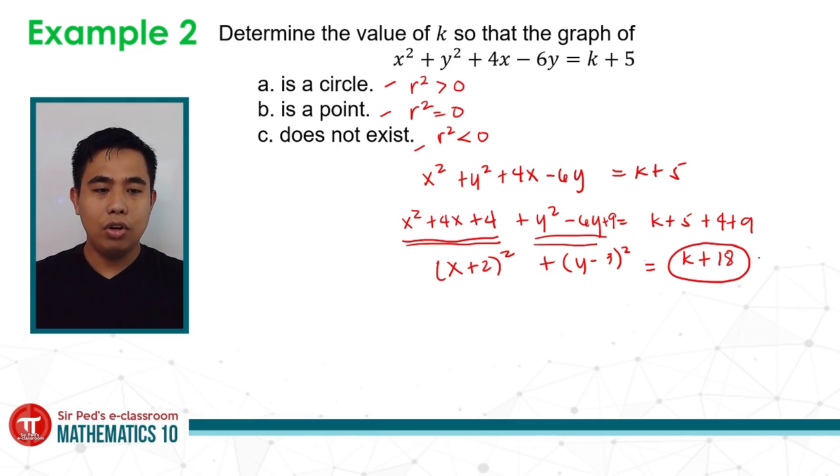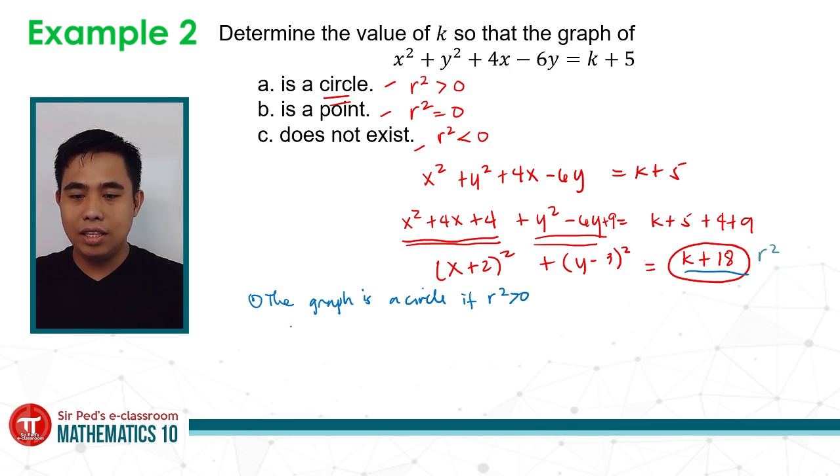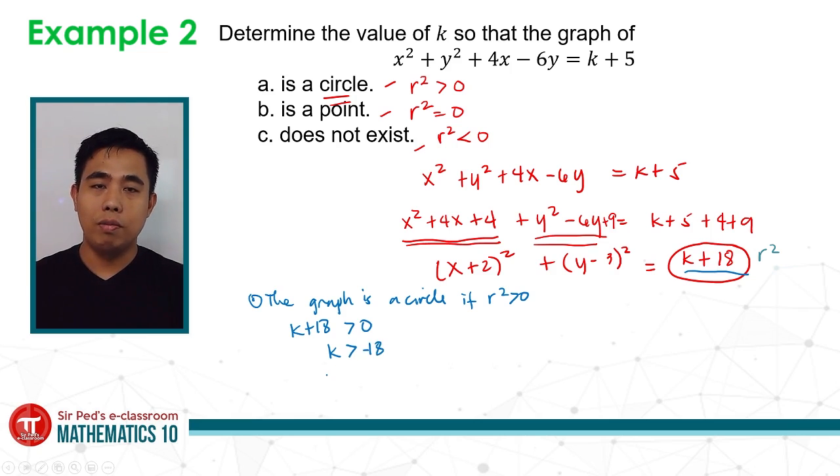So this is now your r squared, right? Remember, the graph is a circle if r squared is greater than 0. So r squared is k plus 18, so k plus 18 is greater than 0, and k is greater than negative 18, by the addition property of inequality.